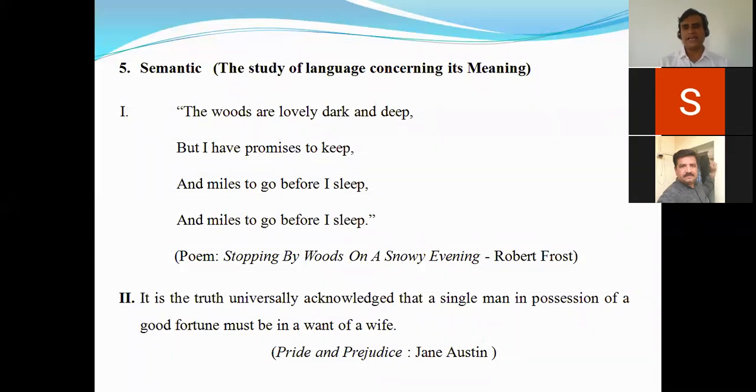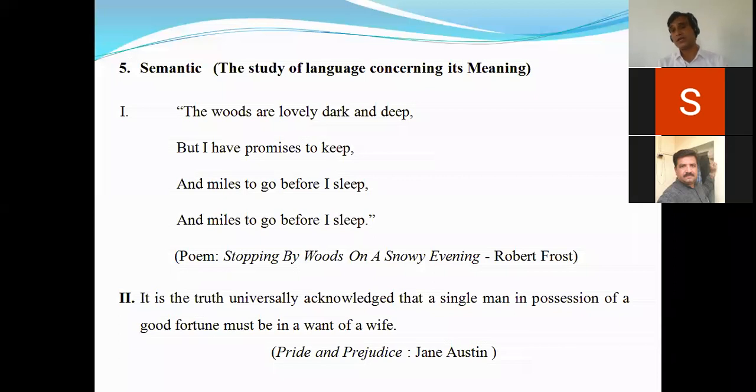One plain meaning is there, one surface meaning, and one hidden, symbolic meaning is there. So we have to draw out the symbolic meaning. We have to interpret it, and this is the real semantics that we talk about in language and literature. Woods are lovely, dark and deep. It means the forest is indeed very beautiful, but I have to keep the promise. And before going to sleep, I have to cross a lot of distance. It's a plain meaning, surface meaning, remember this.